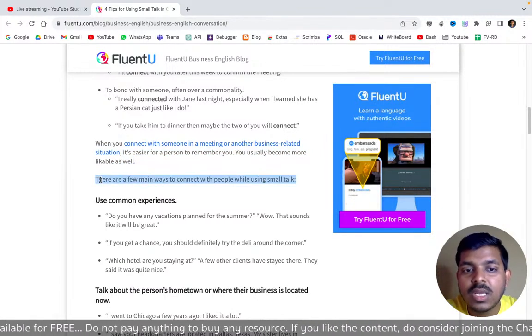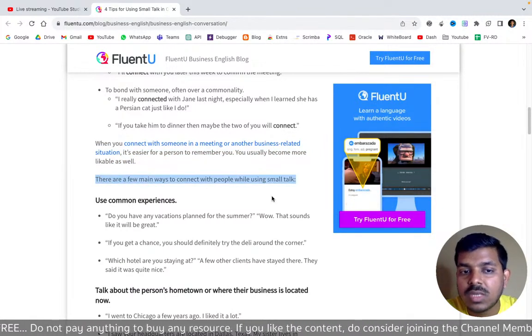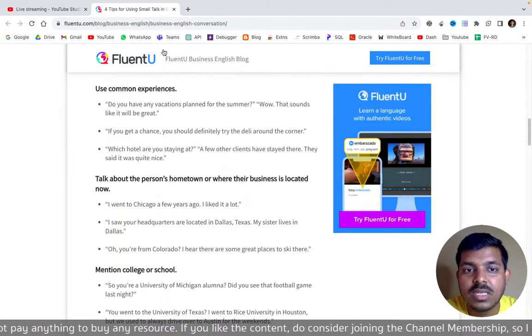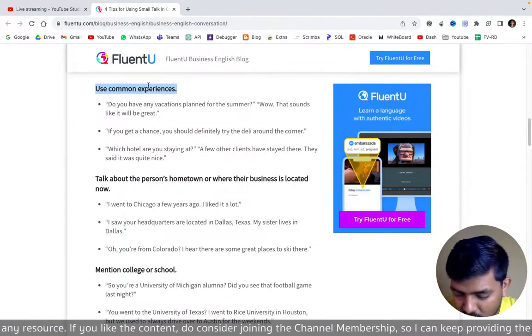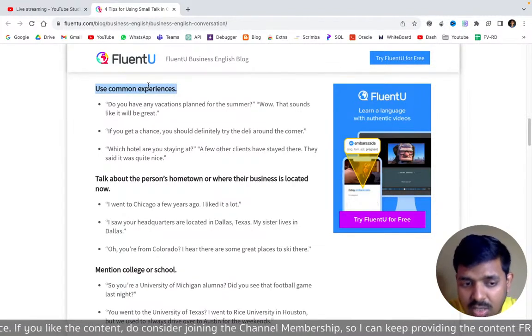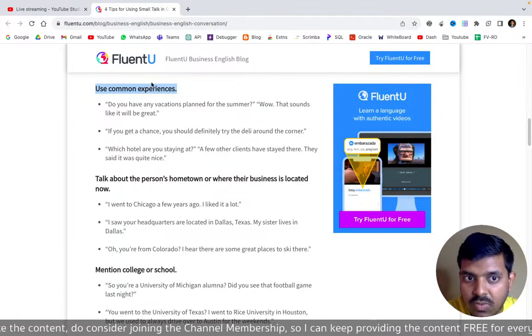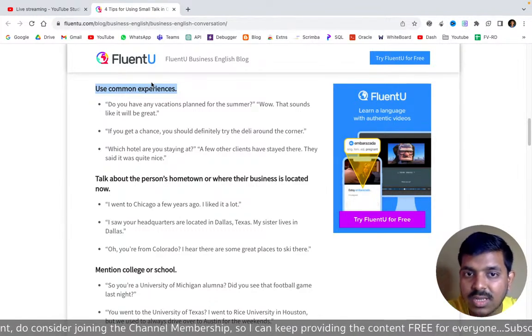There are a few other main ways to connect with people while using small talk. For example, first is to use common experiences. If you have been to Dubai or the other person has been to Dubai, you could share things about what was common over there, what things you liked, what things you disliked.